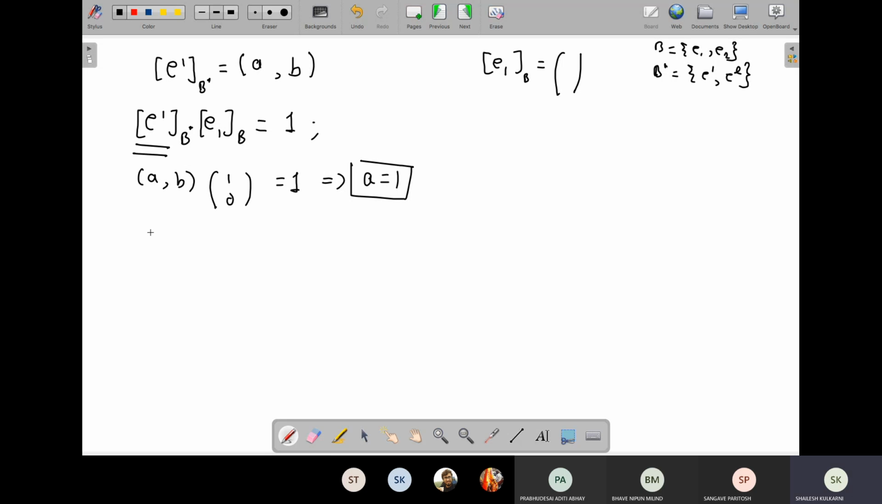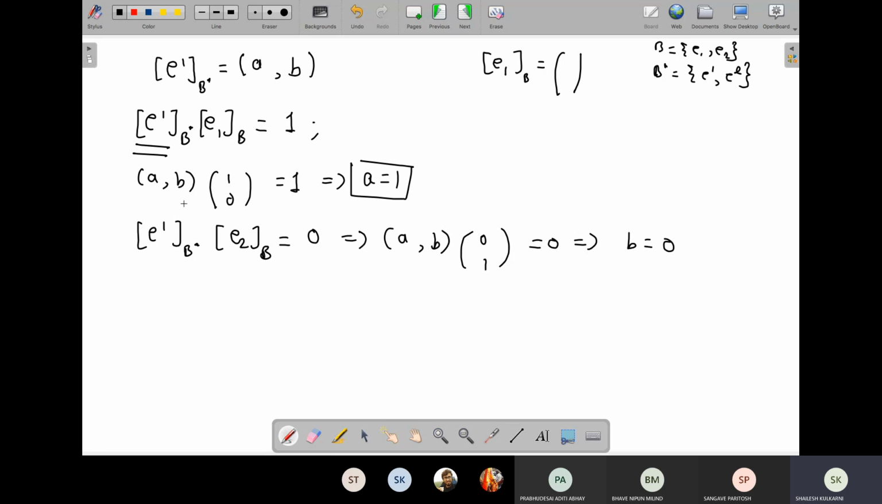Then I have the second condition: E upper 1 in B star acting on E2 in B must be 0. It implies that (A B) acting on (0, 1) must be 0. This implies B equals 0. So the coordinate representation of the first dual basis vector in its own basis is (1, 0). Similarly, the coordinate representation of the second dual basis vector E upper 2 in its own basis will be (0, 1). These are the coordinate representations of your basis vectors.